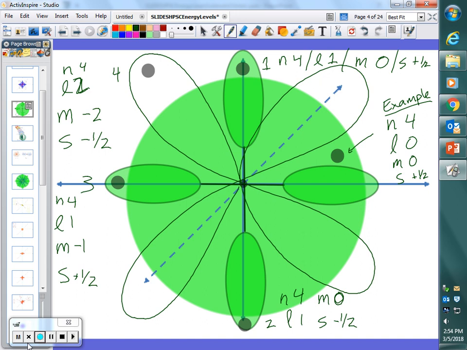For d orbitals, L is equal to 2. How many d orbitals are there on your chart in your outline? 5. -2, -1, 0, 1, 2. It could have been any of those. We'll go back over this again tomorrow. We'll work on it more tomorrow.